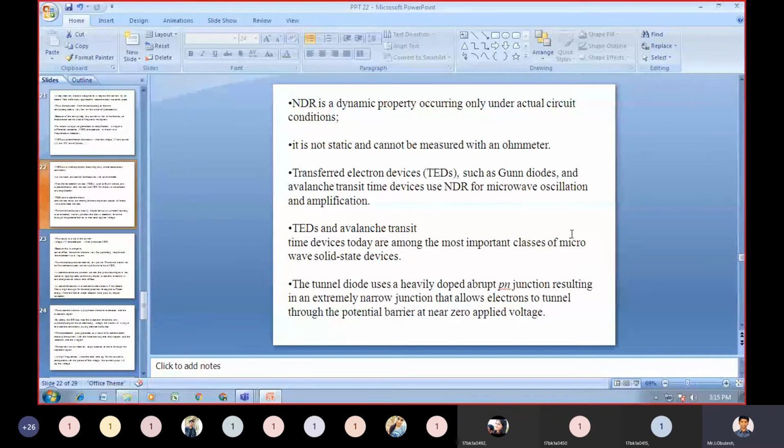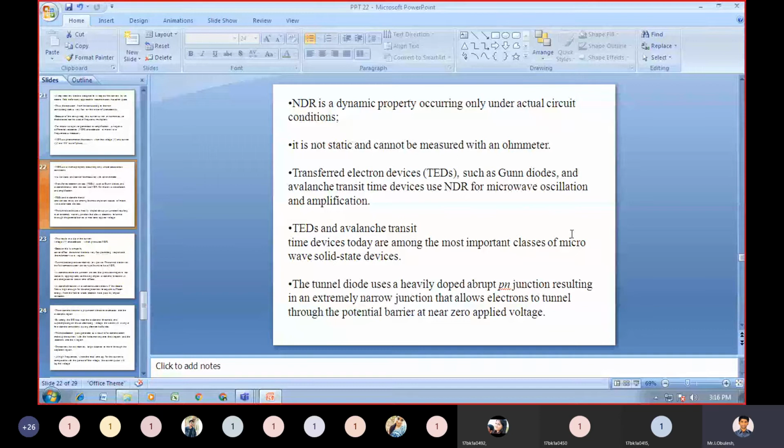Transferred electron devices such as Gunn diodes and avalanche transit time devices are used for NDR for microwave oscillations and amplifications. The TEDs and avalanche transit time devices today are among the most important classes of microwave solid state devices.